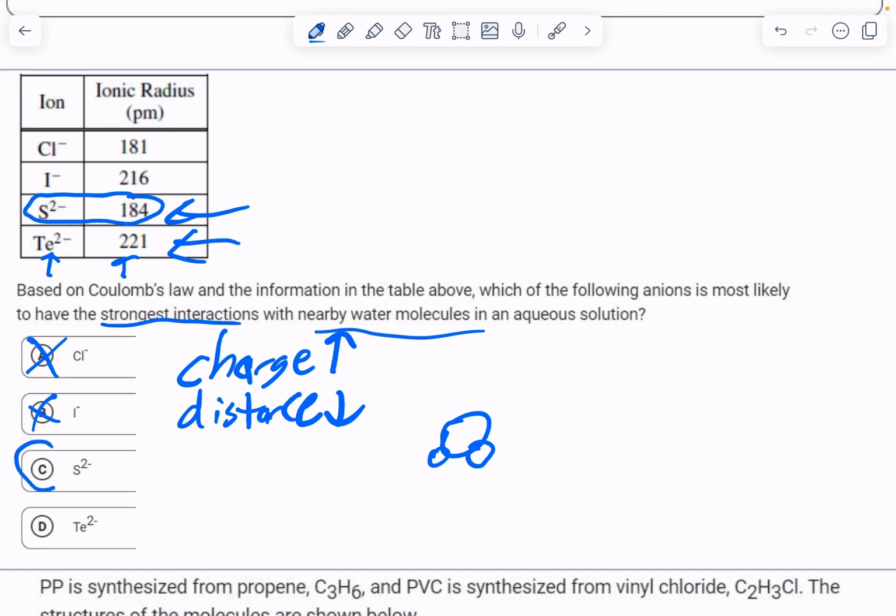So I think the answer is going to be C, solely based on the fact that these two have higher charges compared to the first two. So this one and this one. But between them on distance, this one's bigger, so it's not going to be right. So this one has the best chance of having the strongest interactions.